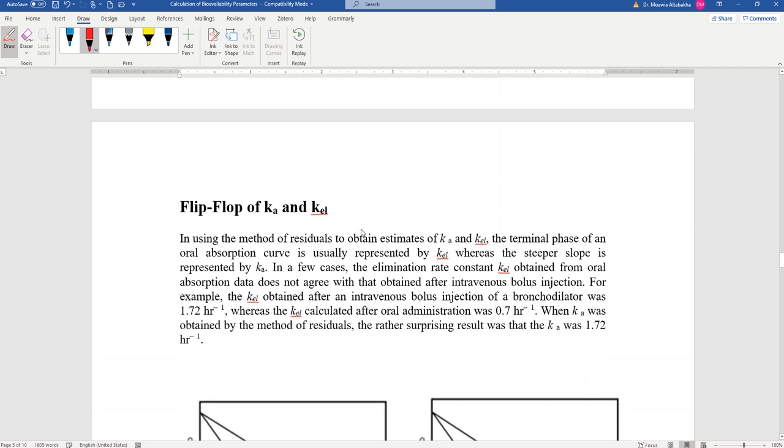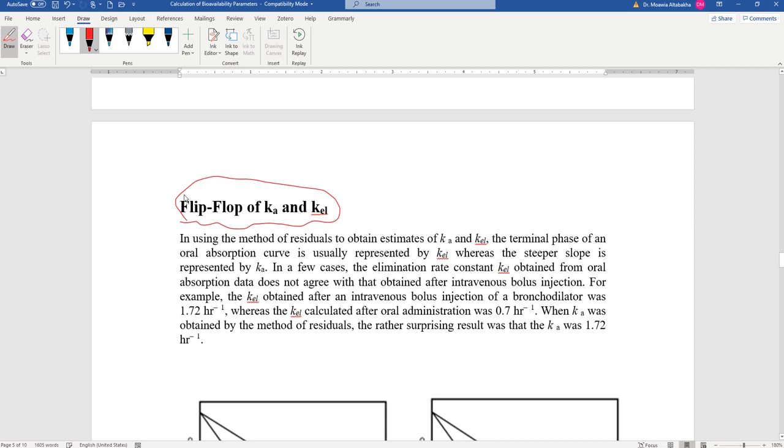Okay, we have another thing which we want to talk about, which is the flip flop of KA and KL. Flip flop of KA and KL. What does flip flop mean? Flip flop here means exchange of KA and KL. Okay, let's talk about this in more detail.